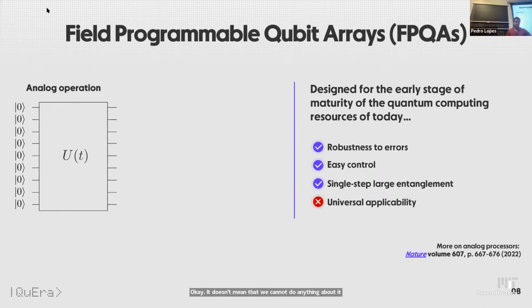Okay. And one thing that we do at QuEra is have this paradigm that you cannot see because some participant has enabled closed captioning. People can see this transcript recording on X. Is this paradigm of field programmable qubit arrays.